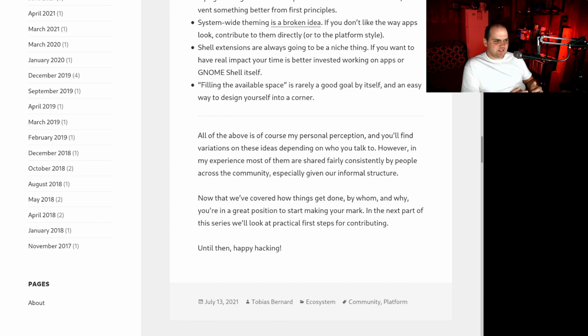It's this statement that drives me crazy the most. Why can't I fill the available space? What is actually wrong with it? And why are you saying that I'm designing myself into a corner? I don't understand. Seriously. Explain that to me, please. But you're probably not going to, so don't worry about it.